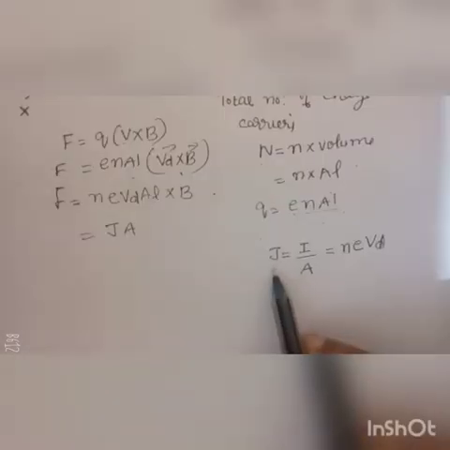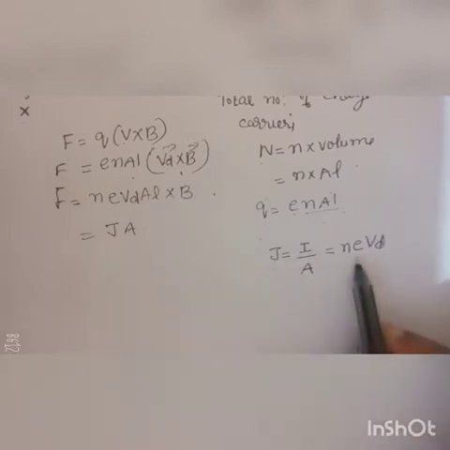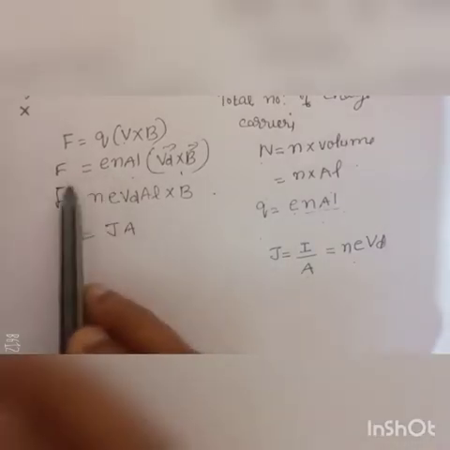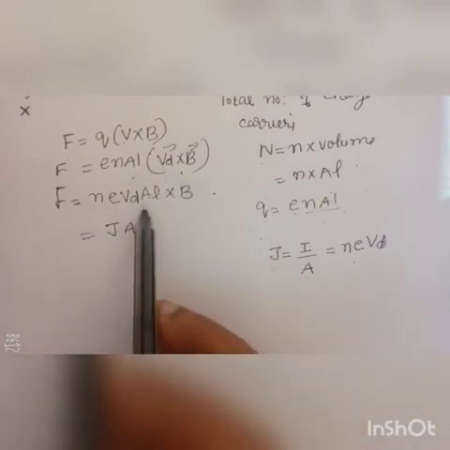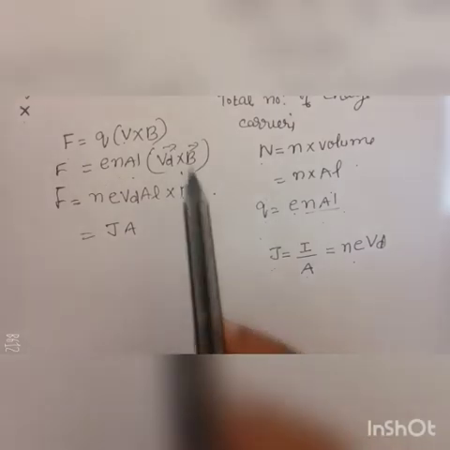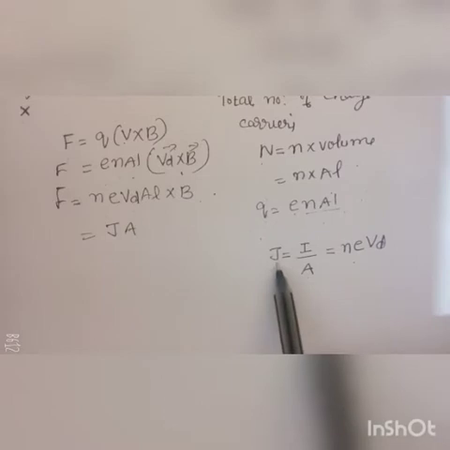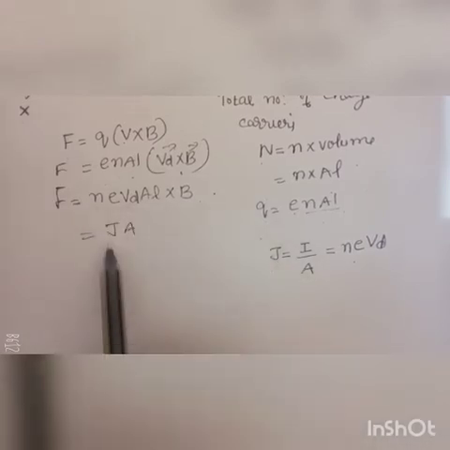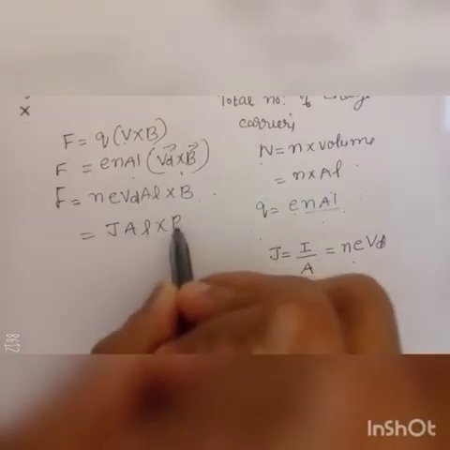Also you know that current density J is equal to I divided by A, which is equal to n e Vd. You already studied it in your third lesson, current electricity. So you have to rewrite this equation: F is equal to n e Vd A L cross B. You see here n e Vd is the current density J. So we write J into A L cross B.